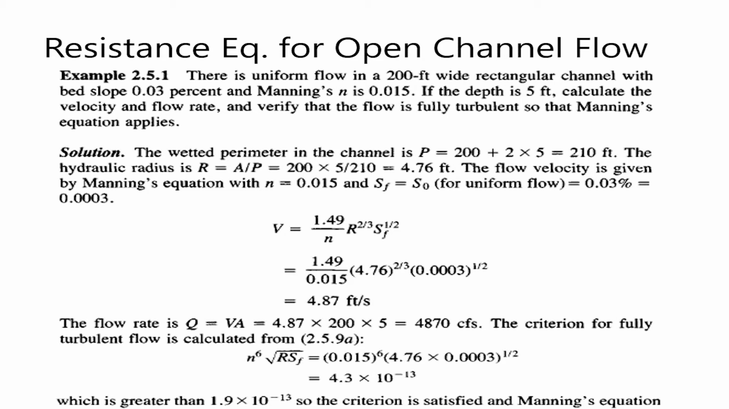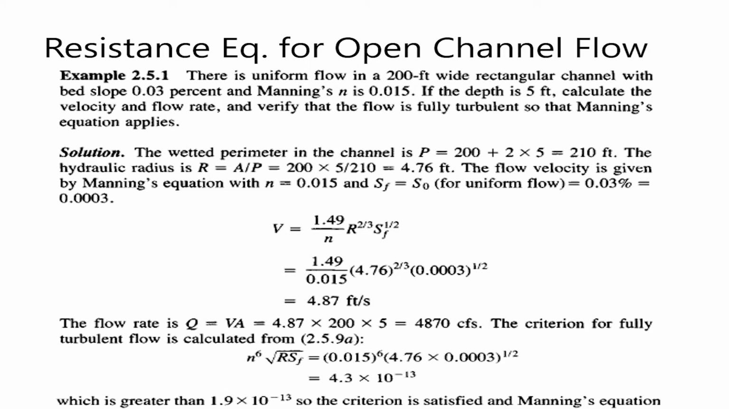Uniform flow means it is a prismatic channel, and the flow depths are the same everywhere. So for uniform flow, the frictional slope is equal to the bed slope. Okay, so Sf is equal to S naught. So the slope is given as 0.03%.